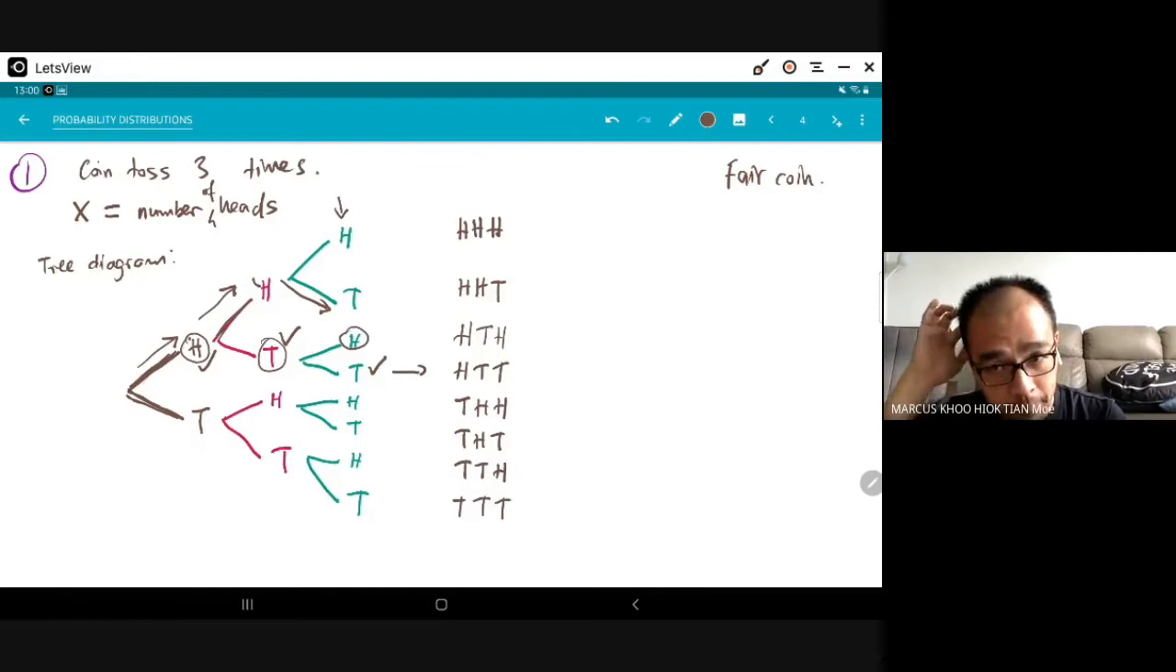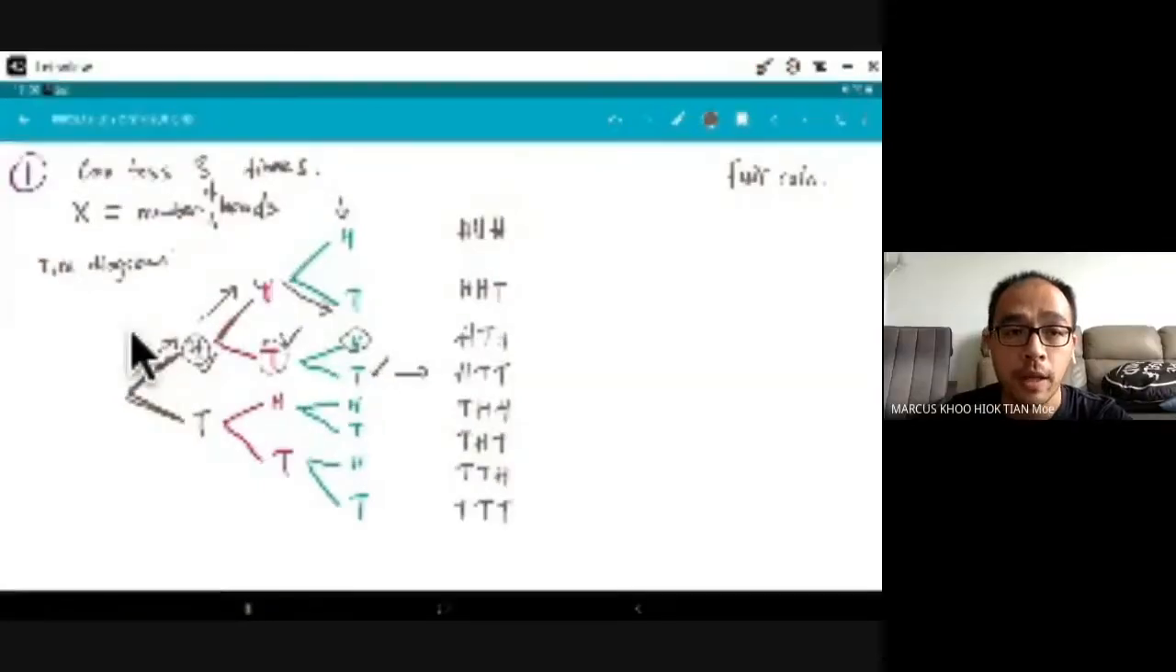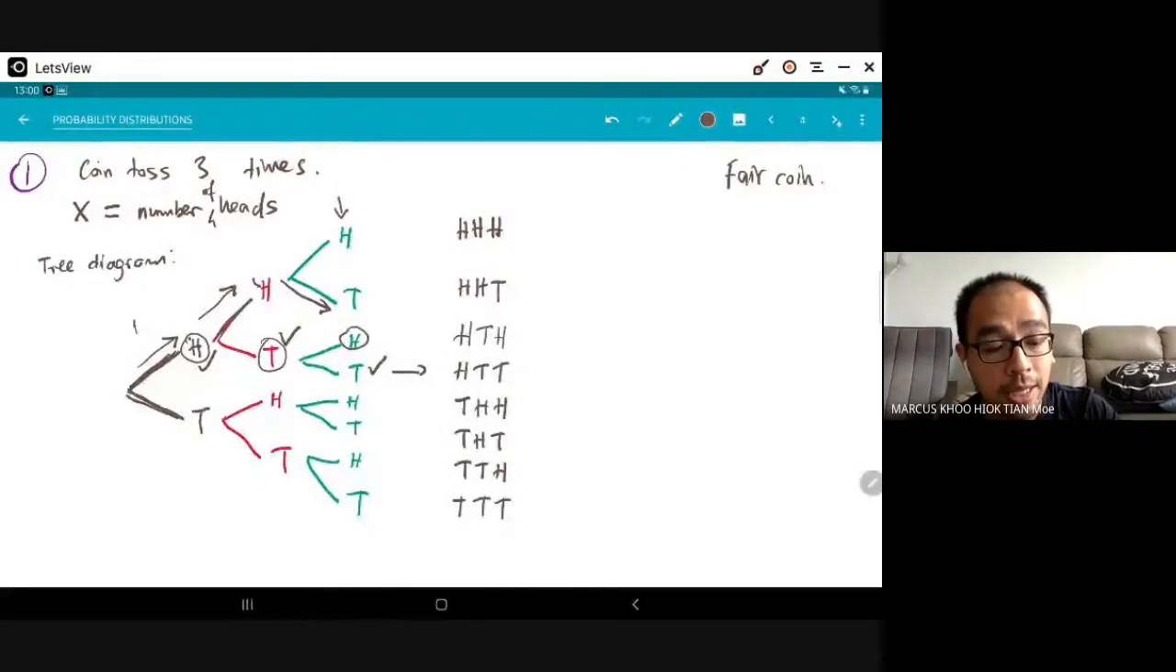Adam, what is the probability of getting a head when you toss a shilling coin? Is Adam here? Yes, sir. Yes, what is the probability of getting a head? 1/2. 1/2. Okay, very good. That means it is a fair coin. So 1/2, so here it must be 1/2.